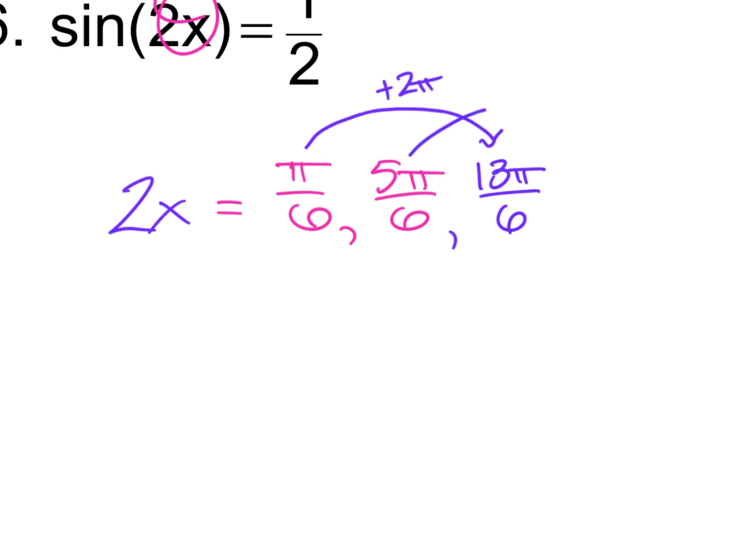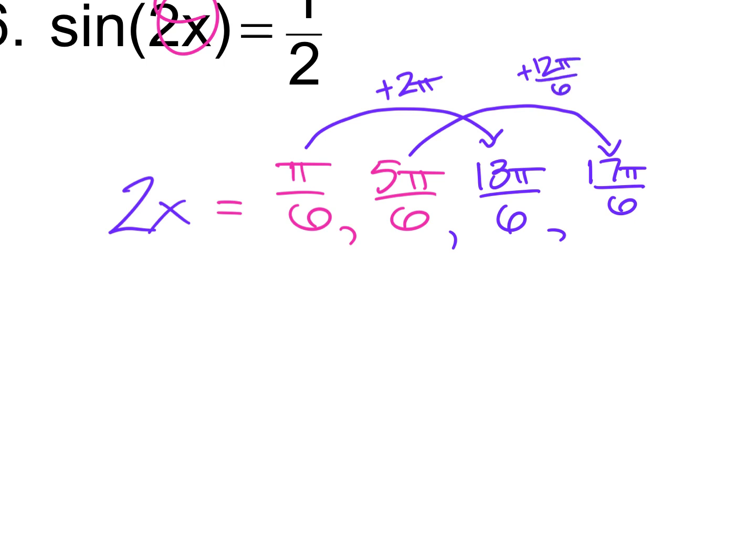So then what's one more rotation around from 5 pi over 6 going to be? 17 pi over 6. Yeah? 2 pi in terms of 6 is 12 pi over 6. So that's what I'm adding every time.